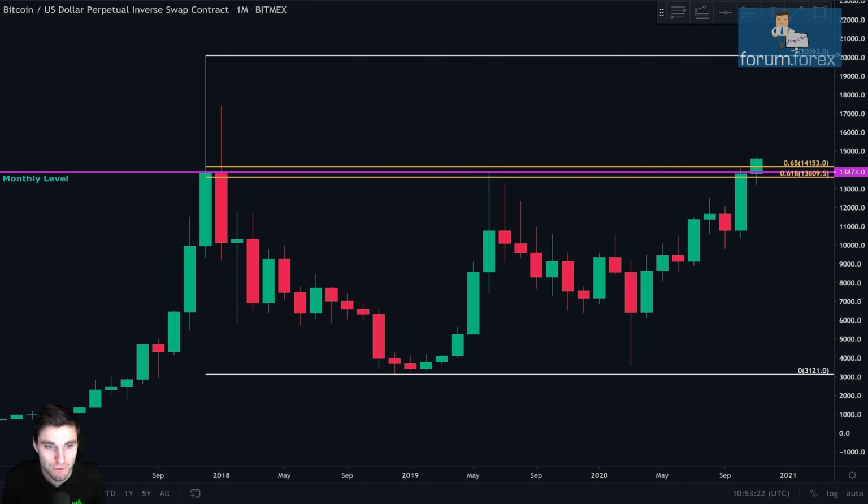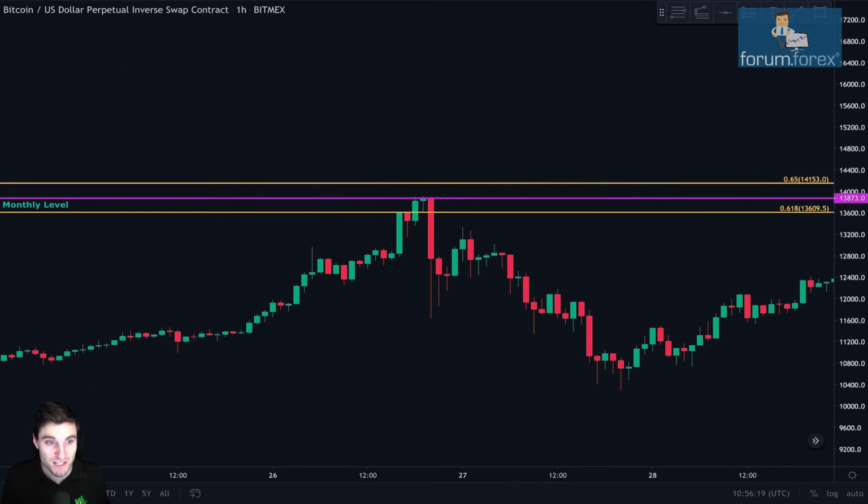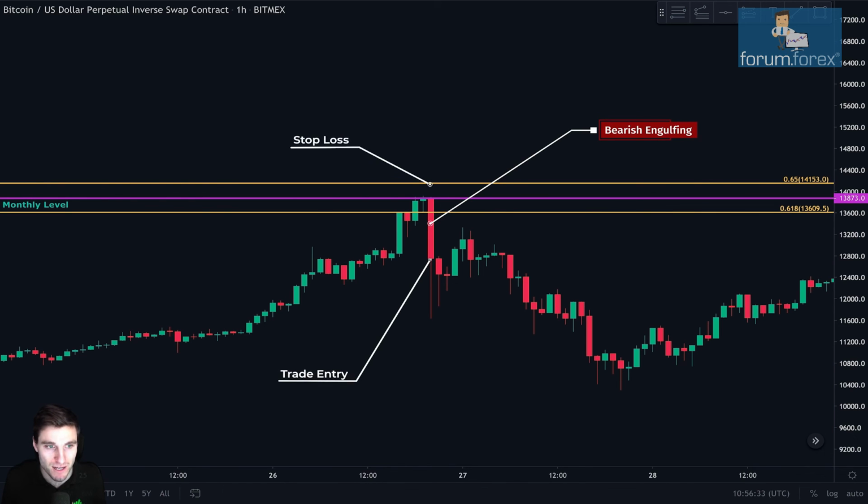So, let's see what happened on the lower term timeframes when price came back to touch this level. This is the 1 hour chart. Look at the bearish price action when price came back to touch this monthly level. We clearly see this bearish engulfing candle, which is our trigger to enter a short, and we would have placed our stop loss just above this candle.